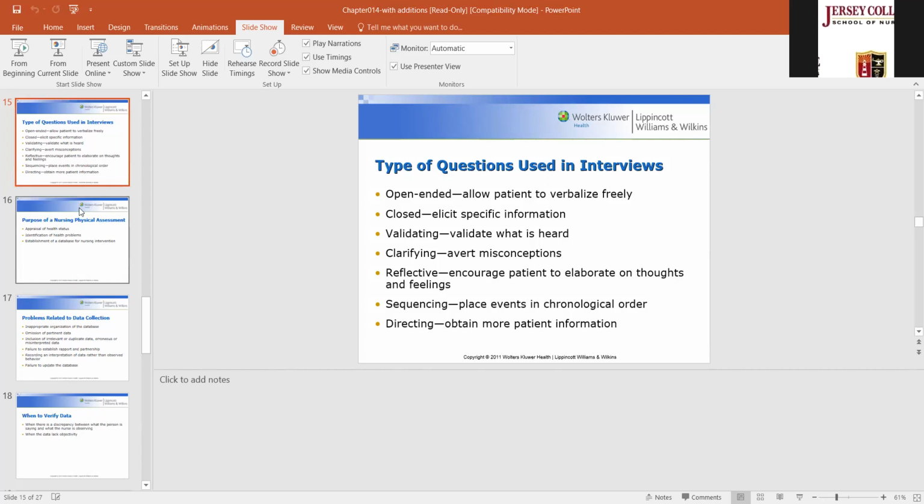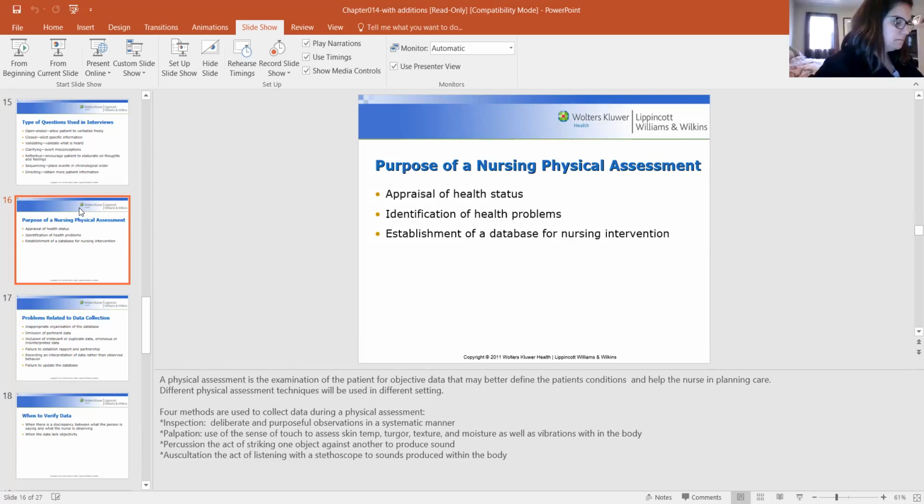I'm good. No, good. So why do we do the assessment? All right, we need to look at the patient's overall health status, identify any problems, and establish a database. So we're using 4 methods: inspection, all right, to look at things in the body systematically. Palpation, touching, to assess the temperature, the turgor, the texture, the moisture. Percussion, striking against to produce sounds. Okay, you should know what those sounds mean.